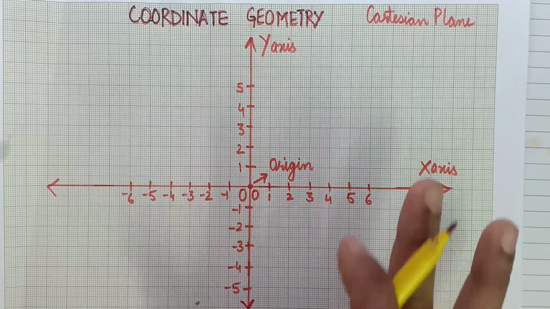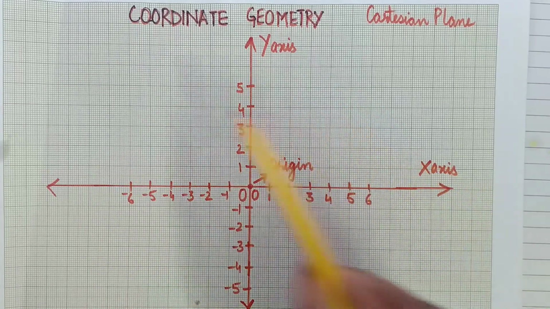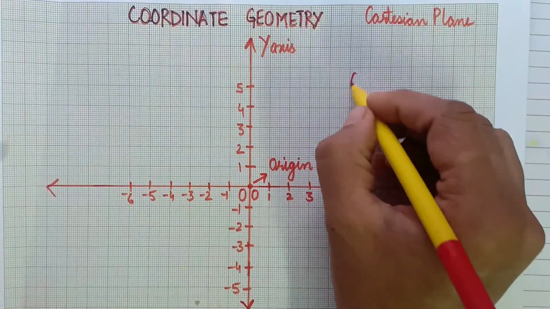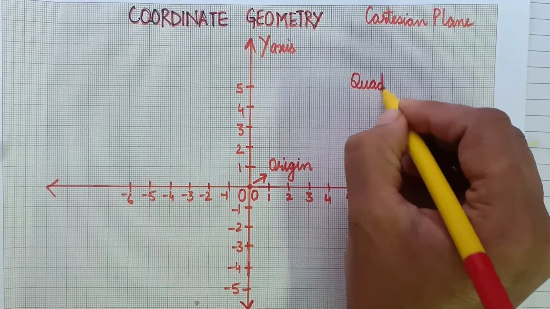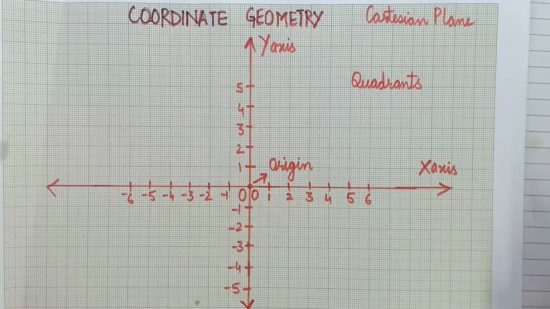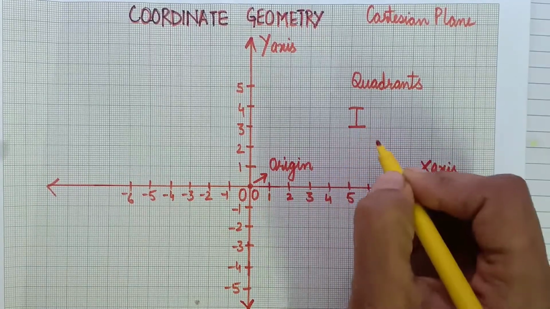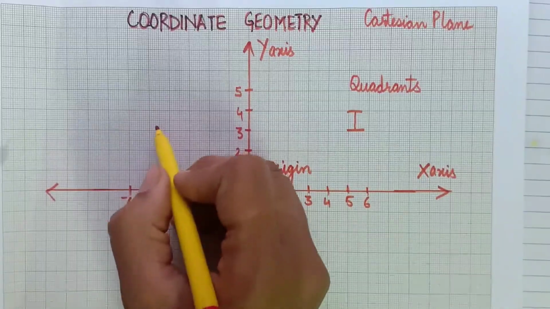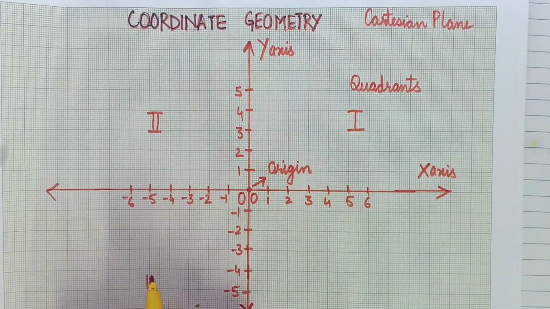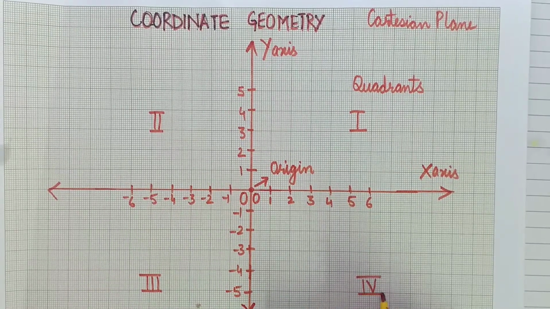So this is called the Cartesian plane, in which we have divided the given plane into 4 parts. We call these parts quadrants. These 4 parts are called quadrants and they go anti-clockwise. This is the first quadrant. Now anti-clockwise, this will be the second quadrant. This will be the third quadrant, and this is called the fourth quadrant.